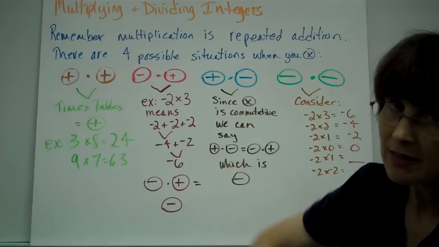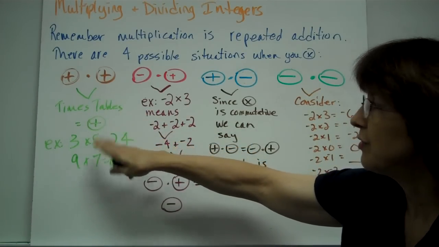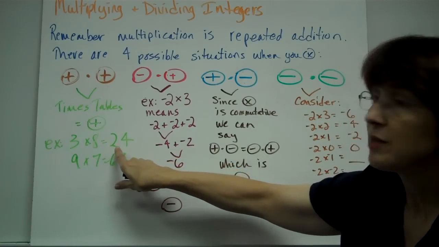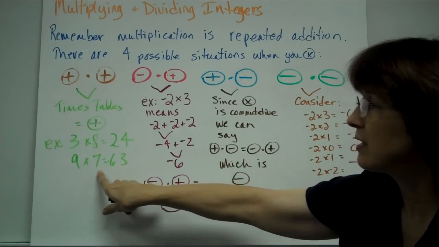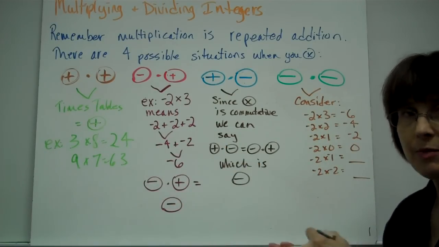Well, the positive times a positive, you already know, is just going to be positive because it's like your times tables you've been doing since elementary school. 3 times 8, positive 3 times positive 8 is positive 24. Positive 9 times positive 7, positive 63. Okay, so positive times a positive is a positive.